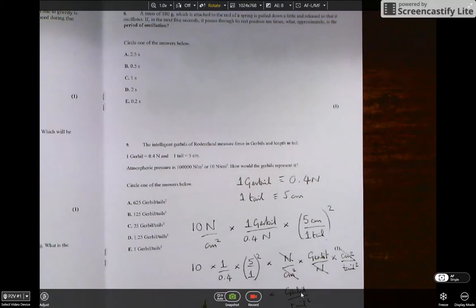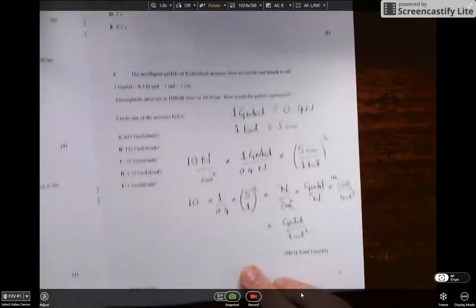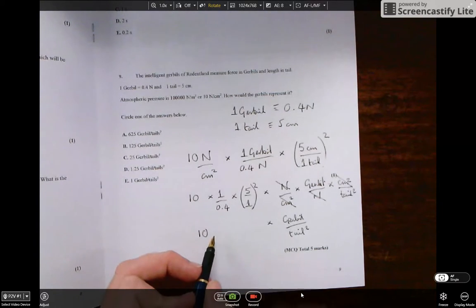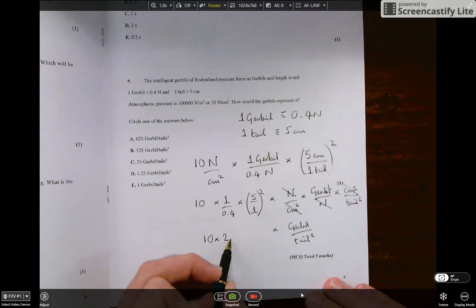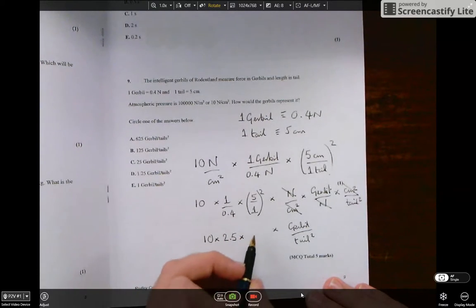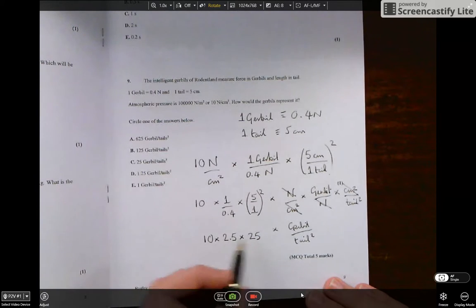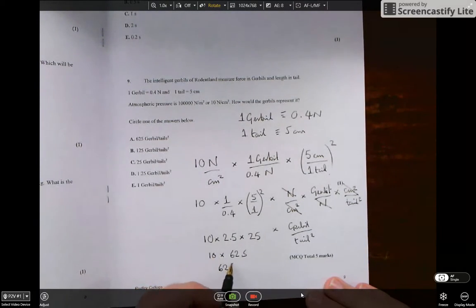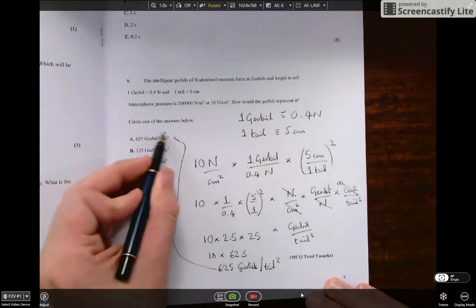And over here on the left-hand side, where I've got my numbers, I'm going to be left with 10, 1 divided by 0.4, which is actually 2.5, and 5 over 1 squared, so that's 5 squared, so that's 25. So 25 times 2.5 is 62.5, times 10, which gives me 625 gerbils per tail squared. So the right answer here is A.